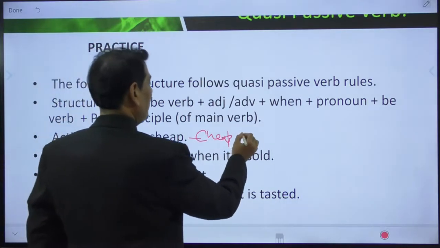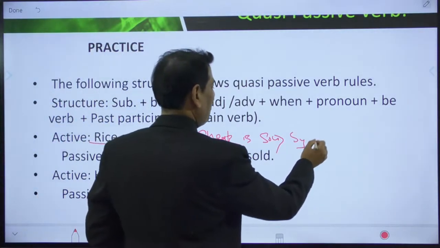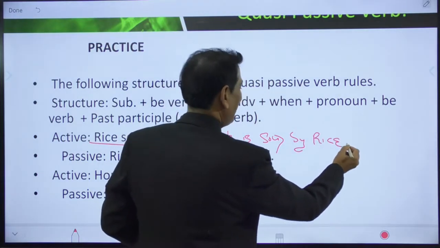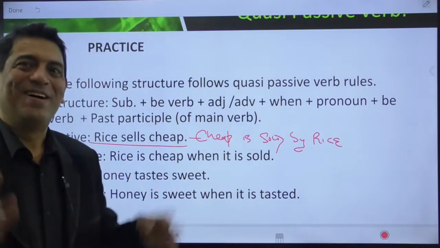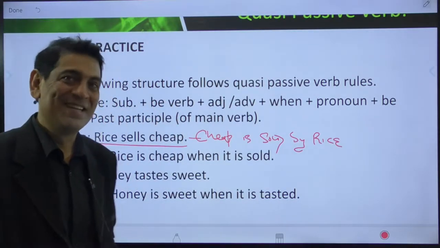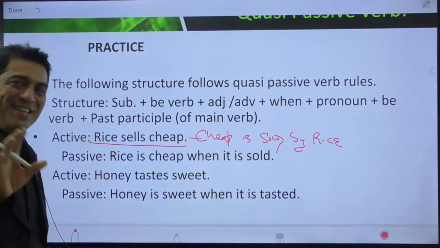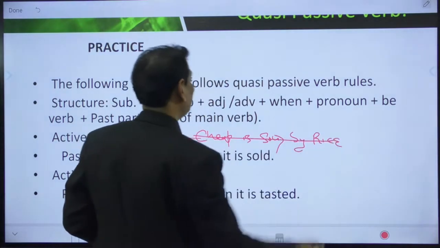Cheap is sold by rice. So it is out of the world, meaning out of the universe. Nobody will be able to understand this. So you need to understand this theory. So obviously this will not be a part of this.